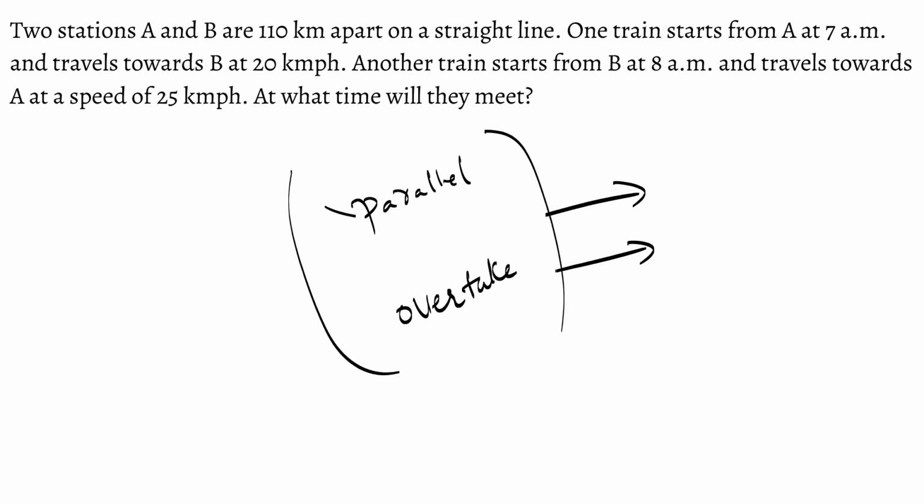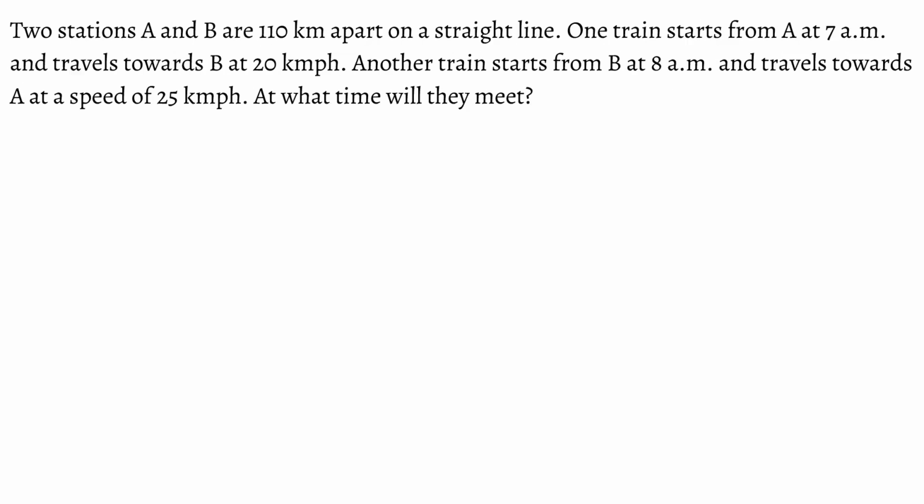We shouldn't get confused. So two stations A and B are 110 kilometers apart on a straight line. One train starts from A at 7 a.m. and travels towards B at 20 km per hour. Another train starts from B at 8 a.m. and travels towards A at a speed of 25 km per hour. At what time will they meet?